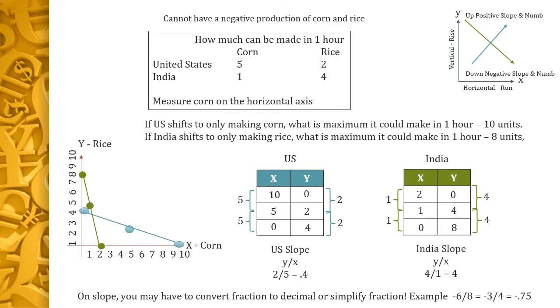Now, I may be asked a question like this. If the U.S. shifts to only making corn, what would be the maximum they could make in 1 hour? Well, we know this now. We know it's 10 because we're only making corn. We would have no rice, right? And if we're only making rice, we'd have 4. Sorry, can't get my pen to work. And this would have nothing. So we get a lot of information from such a small amount of information. But using these little boxes like this, it can really help you because these are standard patterns, and those patterns will make it much faster, easier for you to solve your math problems in economics.